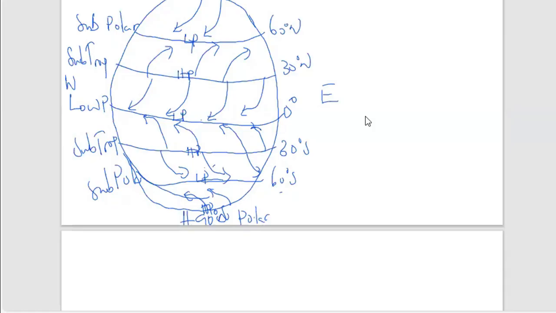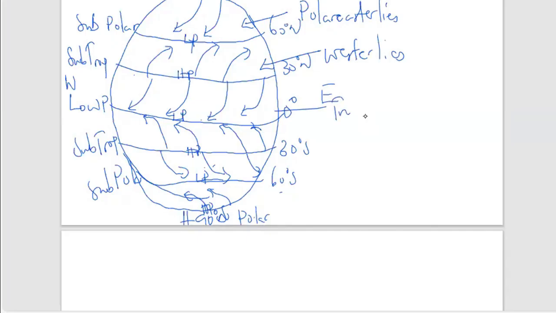This belt here is a belt of what is called the polar easterlies, in the sense that the winds originate from the polar region and they are coming from the east going to the west. So it's polar easterlies, and this belt is a belt of what we call westerlies. Westerlies in the sense that the wind in this belt blows from west going to east. And then in this region, these winds are coming from the east going to the west. It's a belt of tropical easterlies.